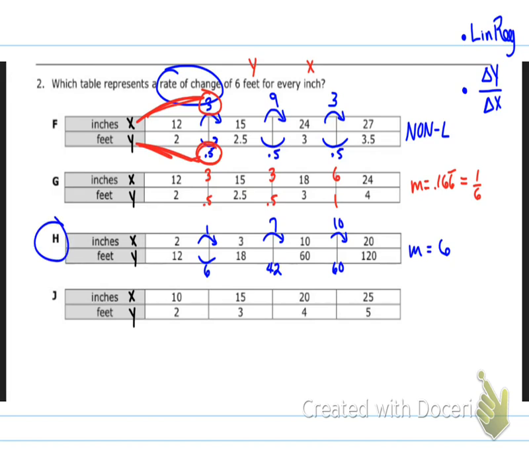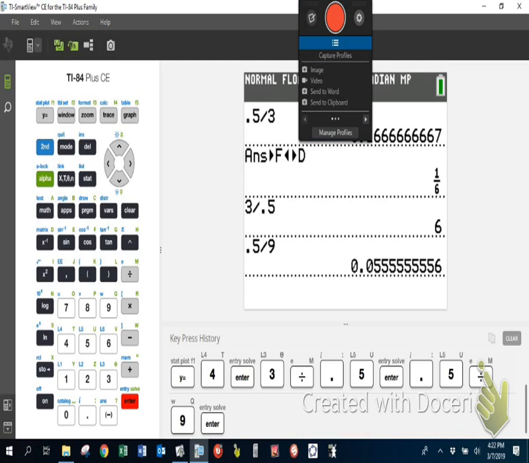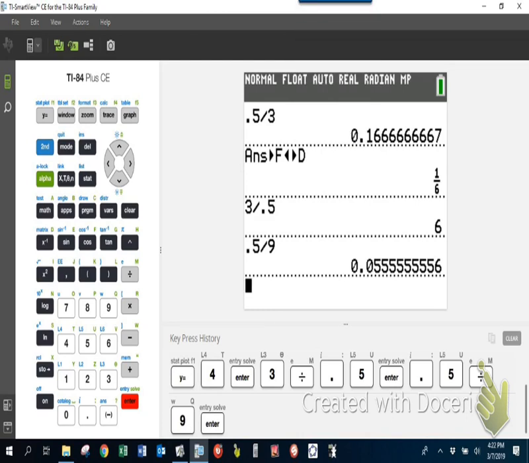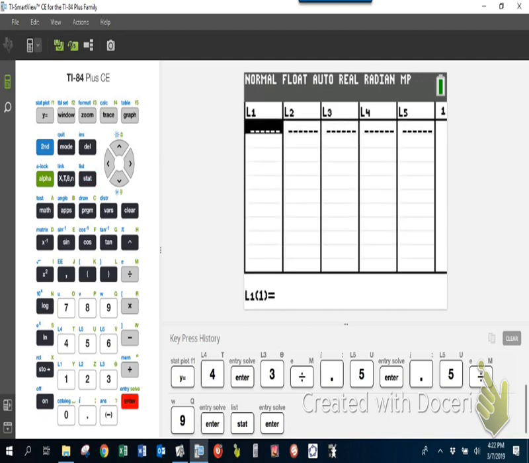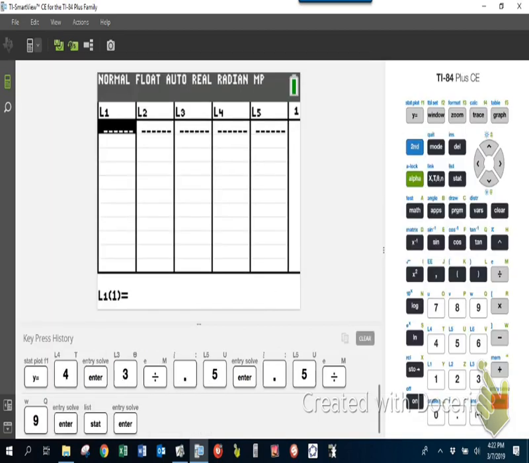I do want to point out how to use linear regression to check these. So let's say I go check answer choice H. I want to use linear regression, so the way I do that is I go to stat, edit, and I'm going to go ahead and type in the x values under list 1.